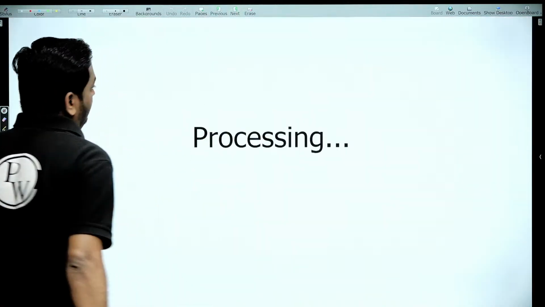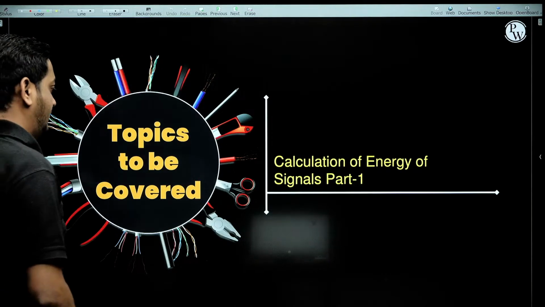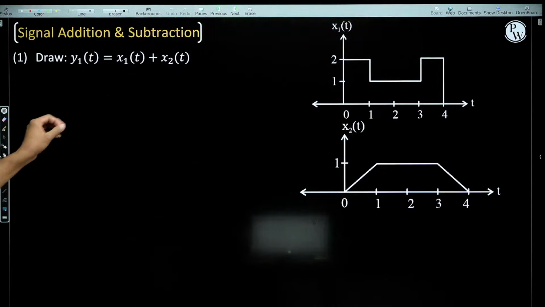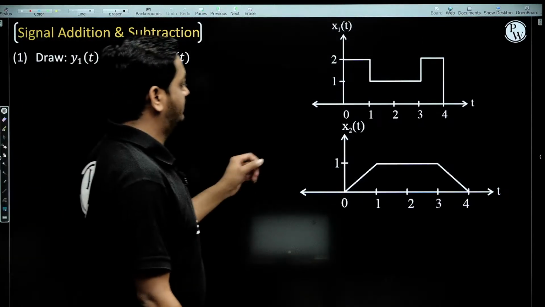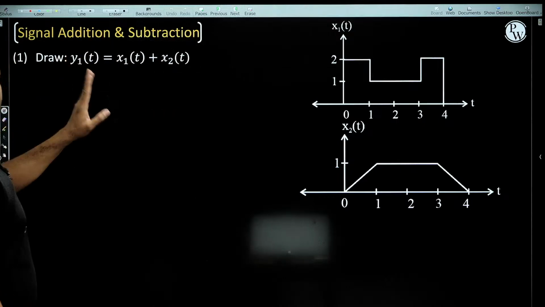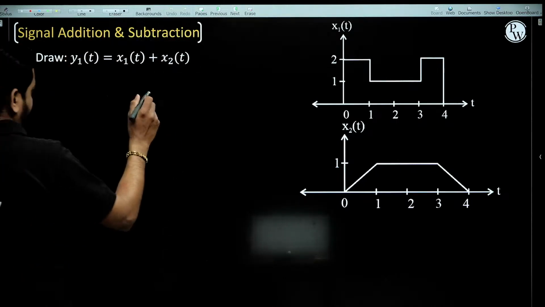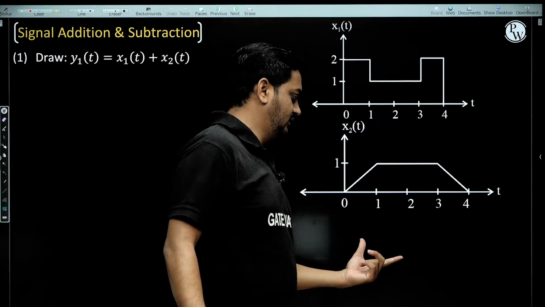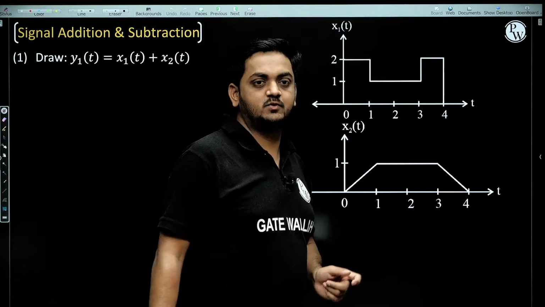Today we will study calculation of energy of signals part 1. So that first of all we study how to add two signals and how to subtract two. Okay, so here signal addition and subtraction, first of all they are asking x1 plus x2 guys. What will be the resultant signal if we add these two signals x1 plus x2?